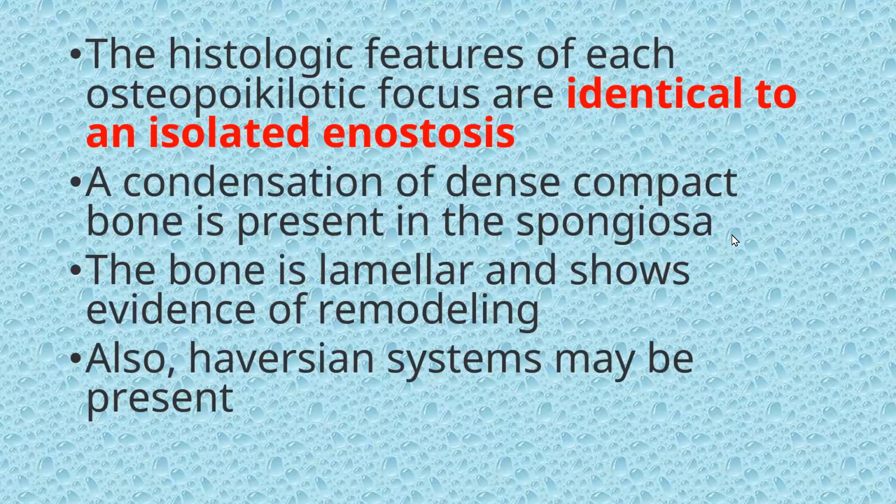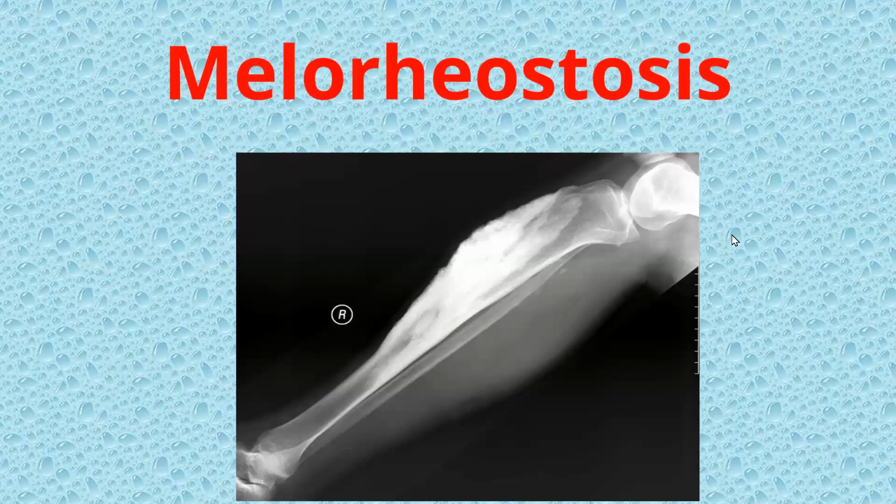Another condition is called melorheostosis. Please keep these in mind because you get x-rays in staff meetings. People are wondering, when they show an x-ray like this, is this a tumor or is it not? Is this a hereditary condition or not? Is this a finding that we can see in dysplasias or not? Is it present in osteomyelitis or not? You have to know these conditions. So now we're going to talk about melorheostosis.